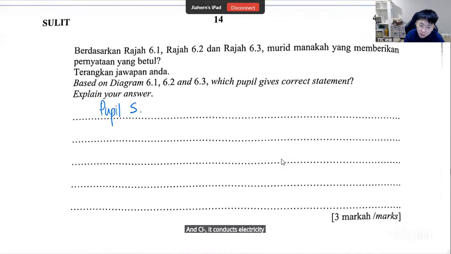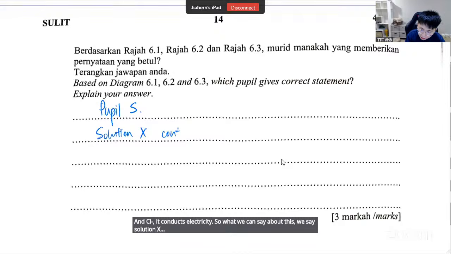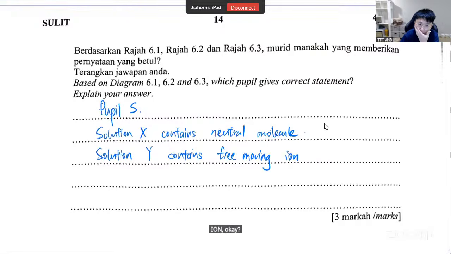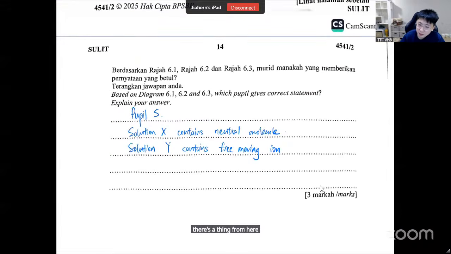So what we can say is, solution X contains neutral molecules and solution Y contains free moving ions. Okay, free moving ions. So that's the thing from here. So 3 marks, settle. 1 mark for the pupil, 1 mark for the solution X particles and 1 mark for the solution Y particles.